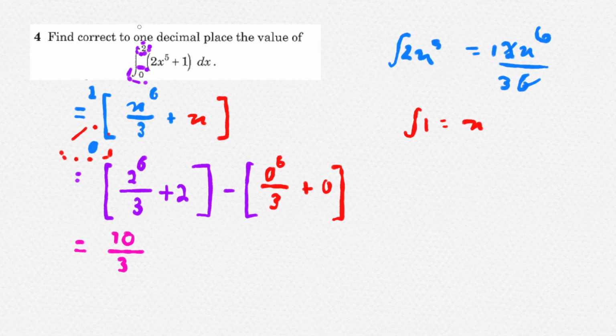Now looking back at this question, it says find correct to 1 decimal place. So let's plug this back into our calculator and find 1 decimal place. Therefore, your final answer would be 23.3. For these questions, whenever you write to a certain decimal place, make sure you write in brackets to how many decimal places. In our next question, it says to find the integration of x minus 1 to the power of half dx.